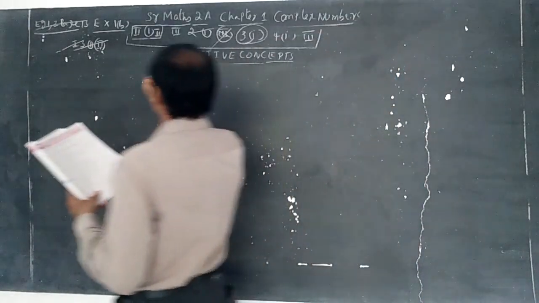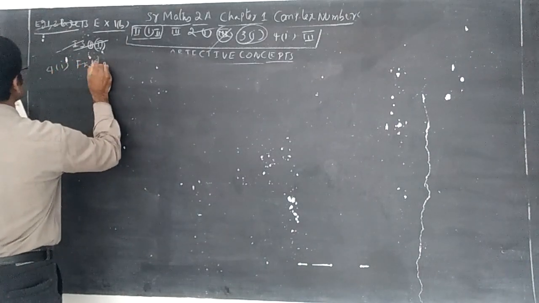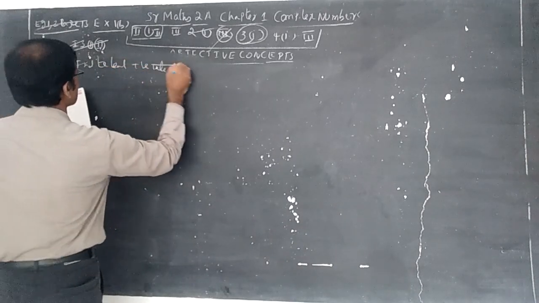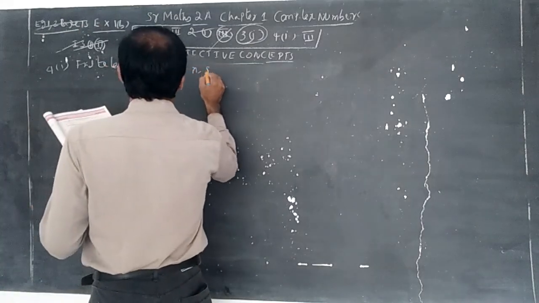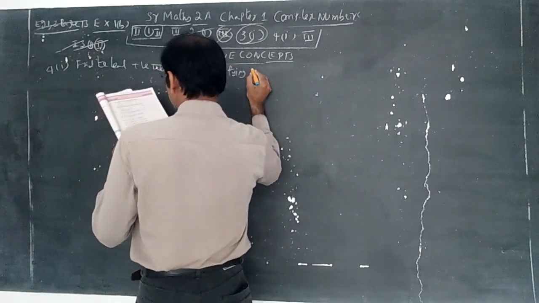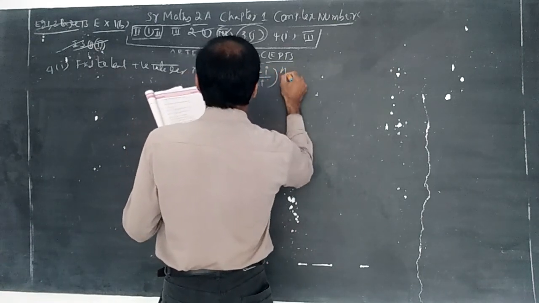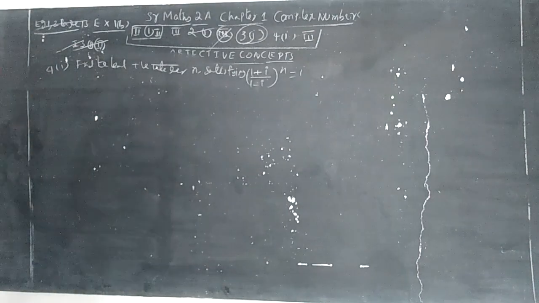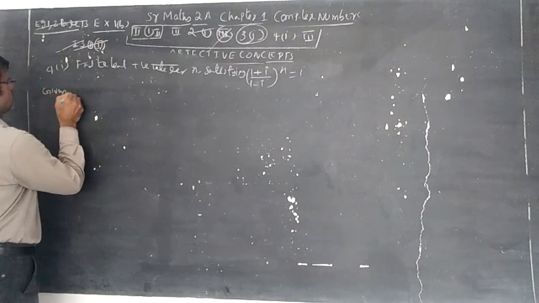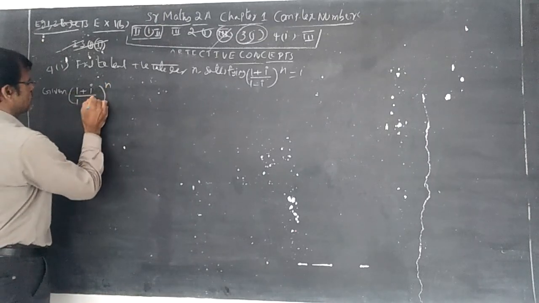Now, fourth one, first one. Find the least positive integer n satisfying (1 plus i by 1 minus i) whole power n is equal to 1. Given (1 plus i by 1 minus i) whole power n.